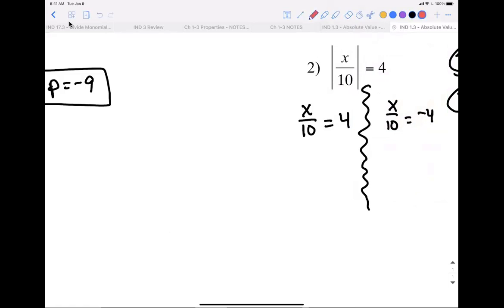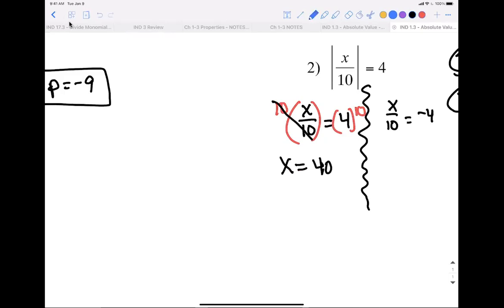So we need to get x by itself. It's currently being divided by 10. So the opposite of division is multiplication. So I'm going to multiply by 10. Whatever I do to one side, I always do to the other, so that x equals 40.